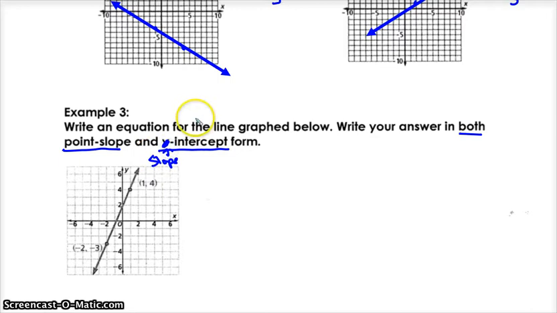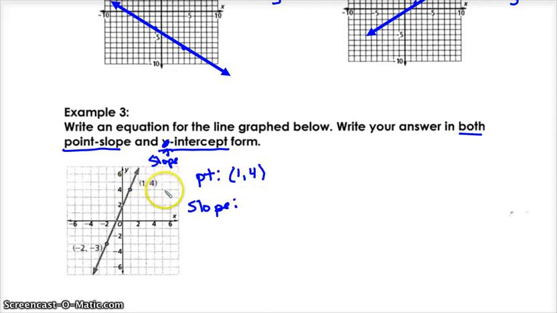Apologize for that. That's slope intercept form. So we're going to write it in both forms. Okay? We're going to start off in point slope form. So in order to write something in point slope form, I need a point and I need a slope. Well, up here I've found a point. It's (1, 4), and it doesn't matter what point on that line, any point on the line will do.